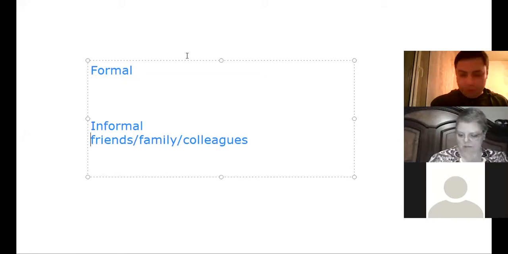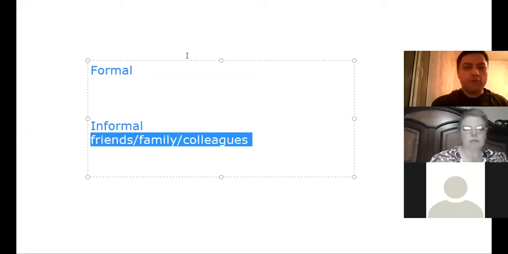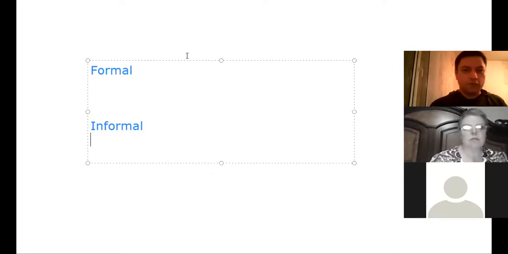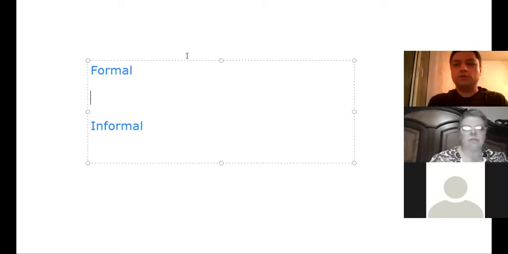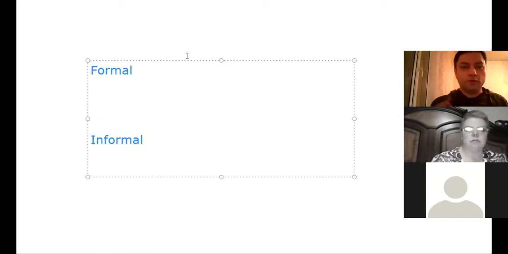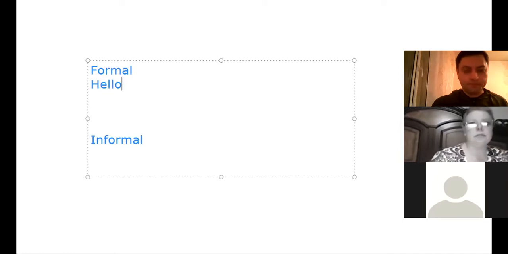How to make a formal and informal? There are two aspects of how you make formal and informal. One of them is how you say a greeting. So first, let me show you the formal greeting and informal greeting. Hello. How do you say hello? In English, it would be здравствуйте.